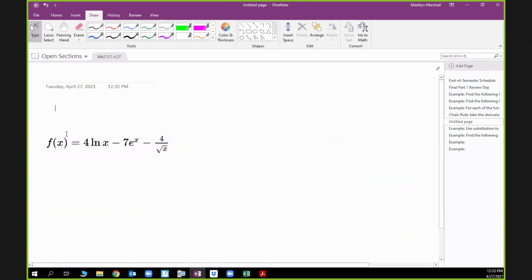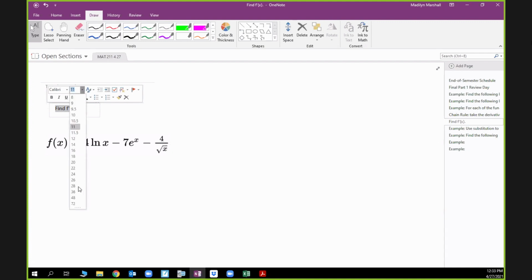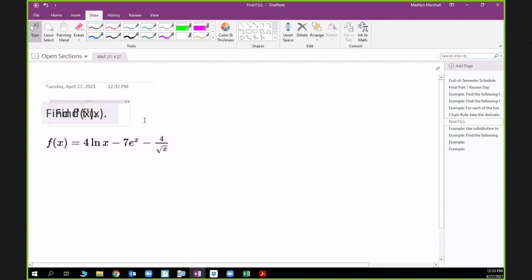Okay, so our instructions here are to find dy/dx. The instructions on the test, by the way, use different notations for the derivative, like it might say find dy dx or y prime or f prime.